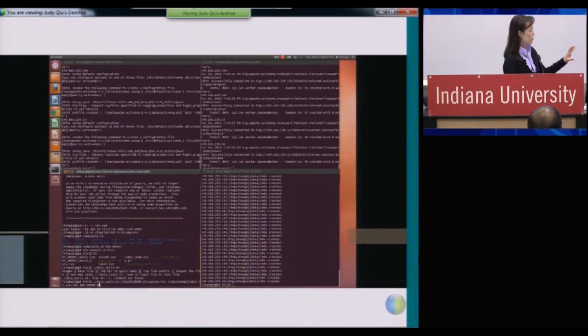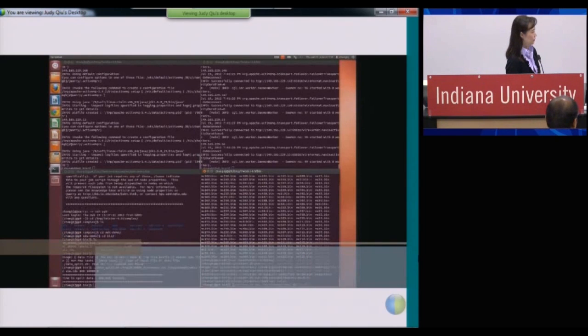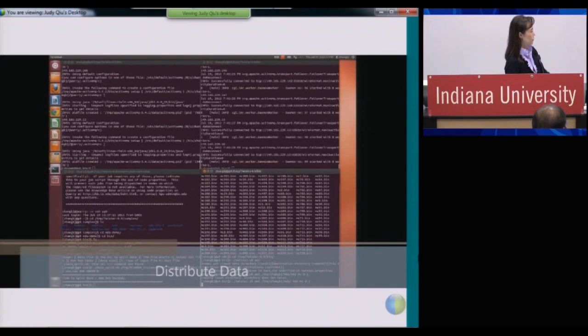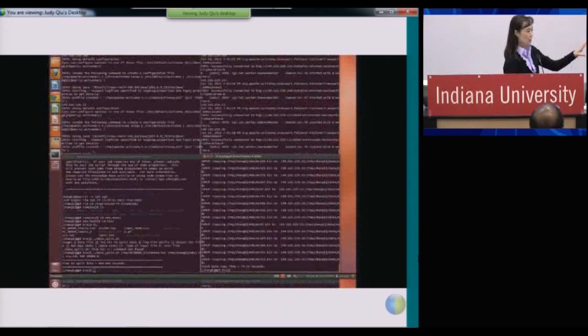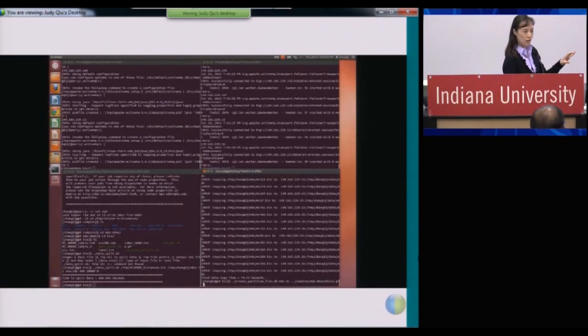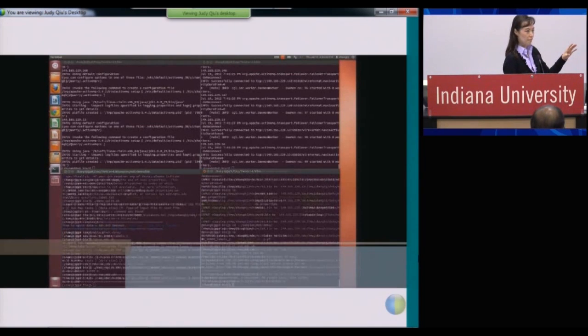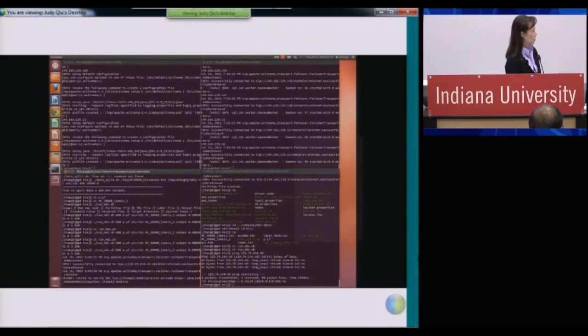Before we do that, we distribute the data. This is the distribution of the data. After the distribution, all the data chunks go into different nodes. The next step is that we want to load the data to the local cache or memory. This requires that we generate the partition file, so that the map tasks know which data chunk to load. Now we can start the Twister processing.